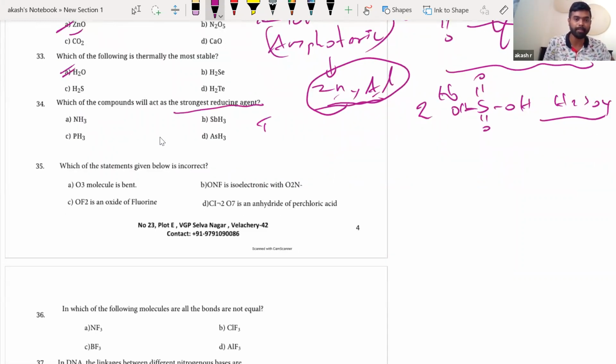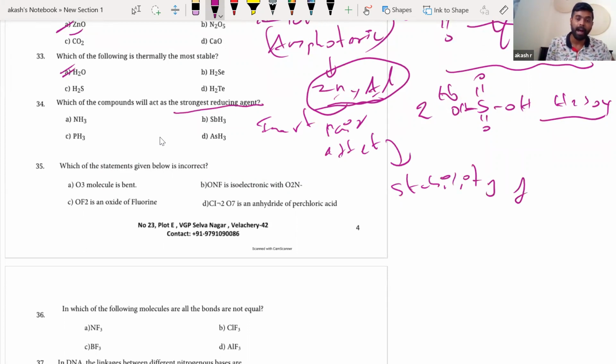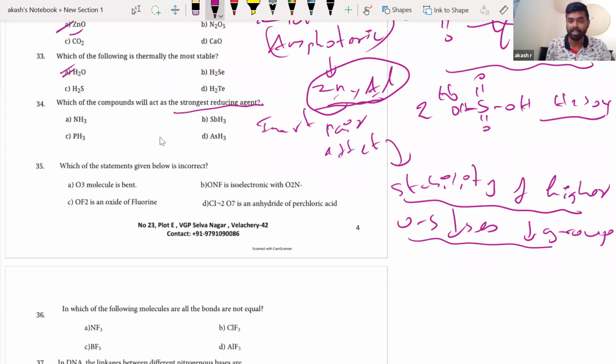Now this is coming from the inert pair effect. What is the inert pair effect? The stability of the higher oxidation state decreases down the group. Now you see that all of them are in the +3 oxidation state, that is the higher oxidation state, and lower oxidation state stability increases.